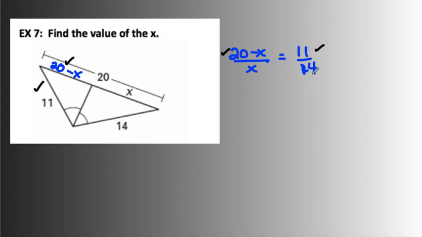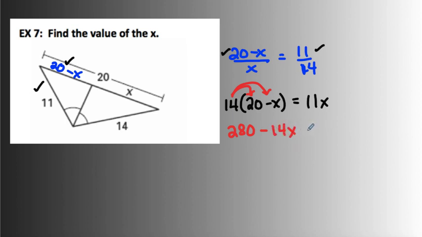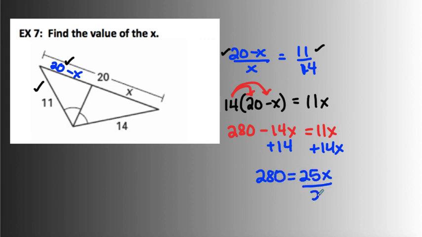All right, so I see that 11 over 14 does not simplify, so I got some big numbers here. I got to cross multiply. So 14 times 20 minus x equals 11x. All right, distribute. That gives me 280. I think that's 280. You can check my work. Minus 14x equals 11x. All right, now I'm going to add 14x to both sides. So I get 280 equals 25x. And then I divide both sides by 25. And then I simplify that, and it looks like 25 goes into 280 11 1/5.